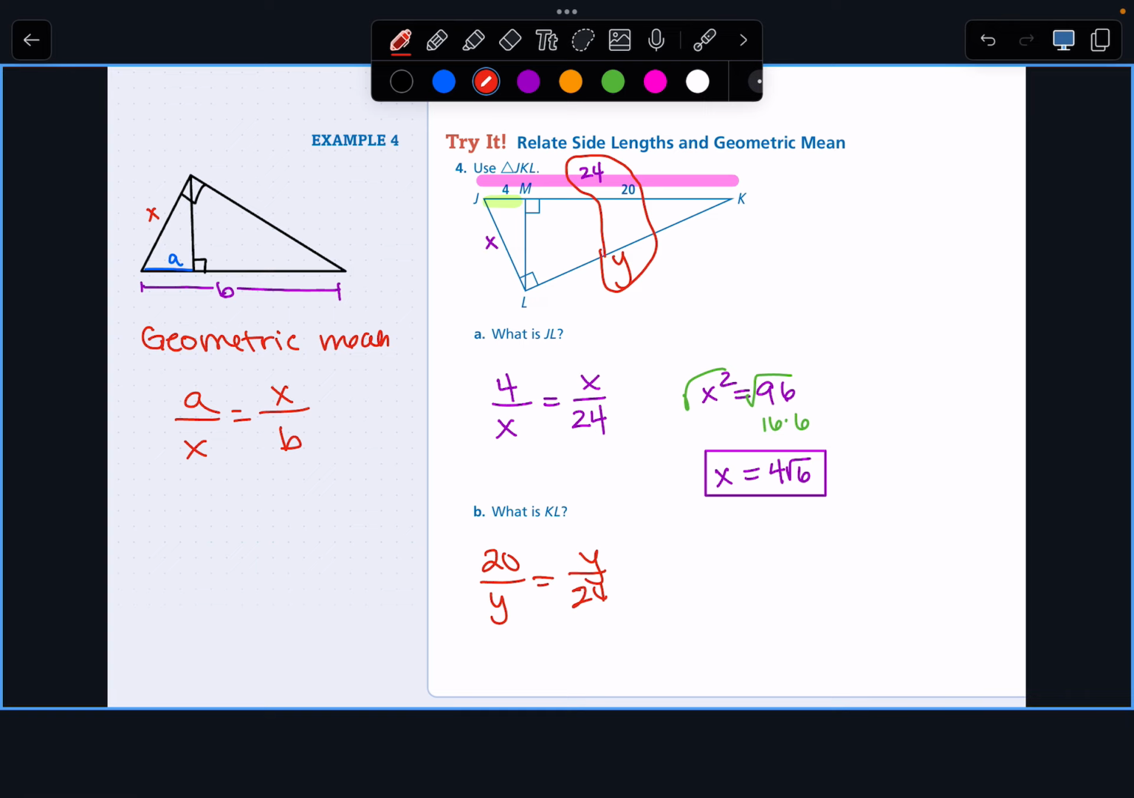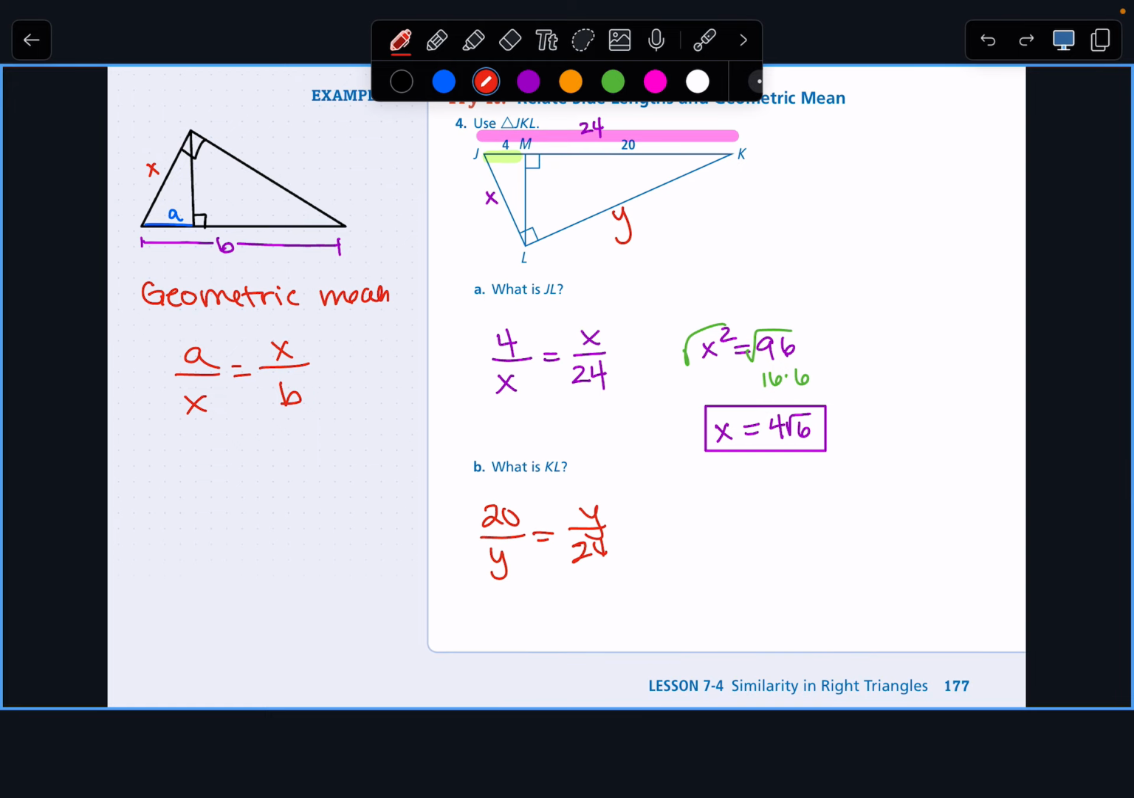Can't you just solve it backwards with the Pythagorean theorem now that you know x? You could, if you want to use the Pythagorean theorem with a radical, you go for it. You could also do this. Y squared equals 20 times 24. 480.